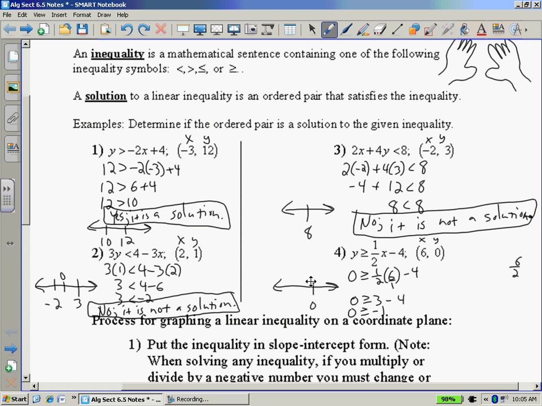0 is definitely this way on the number line. Make sure that you graphed the number line correctly, as I had not. 0 is to the right of negative 1. Well, yes, it is. It's to the right of negative 1. It's greater than negative 1. So yes, this is a solution.